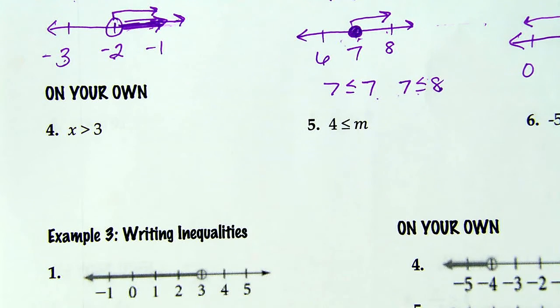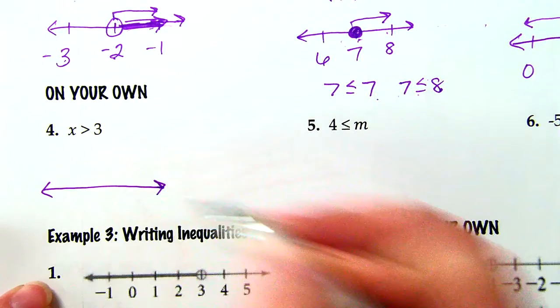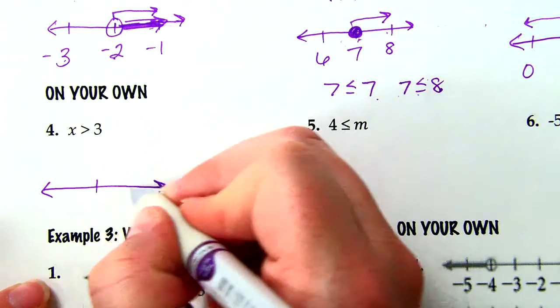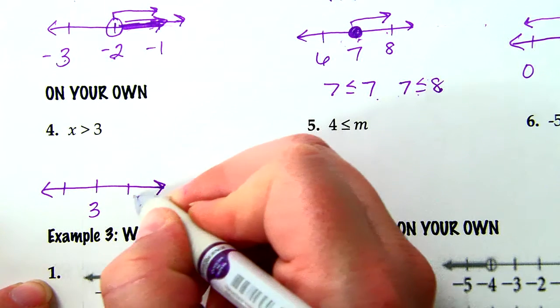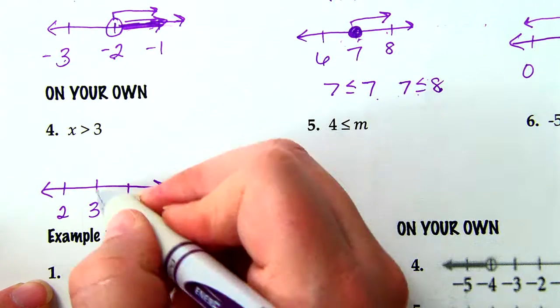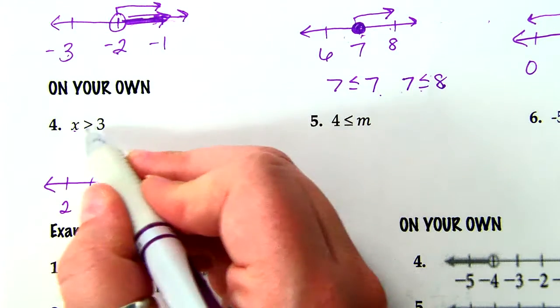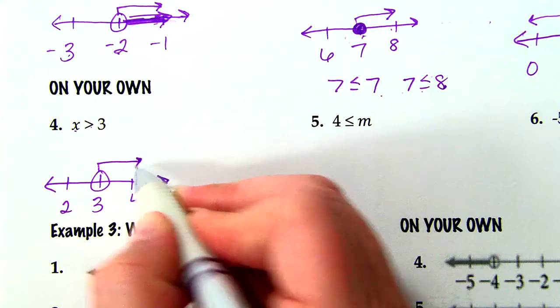So number 4, hopefully you had time to complete these on your own. If not, just do them with me. So 3 goes in the middle, 1 bigger, 1 smaller. This one will be a circle because it does not have the equal to sign underneath. And then x is greater than 3, so it goes towards the 4.